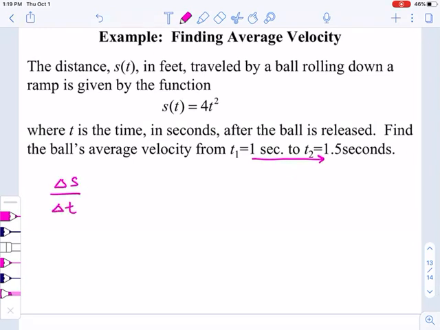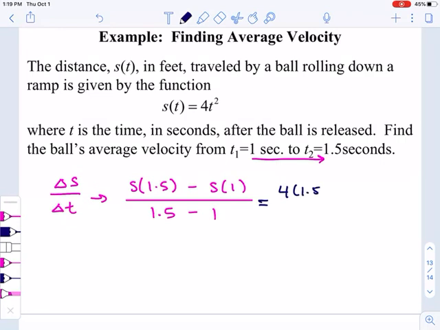Again, we're finding the change in s compared to change in t. That means that we're going to evaluate the function s at 1.5. We're going to evaluate the function s at 1. And we're going to divide by our 1.5 minus 1. So the value of the function at 1.5 means that we are going to take 4 times 1.5 squared minus 4 times 1 squared and divide it by 1.5, take away 1.